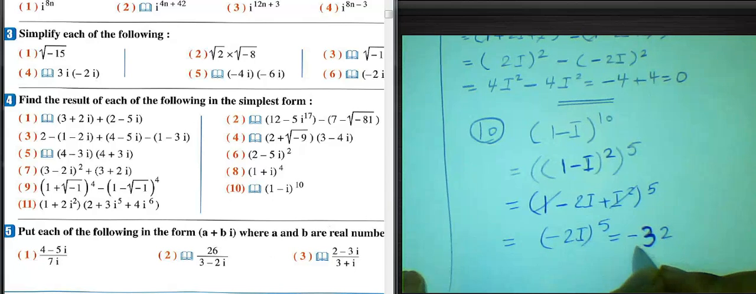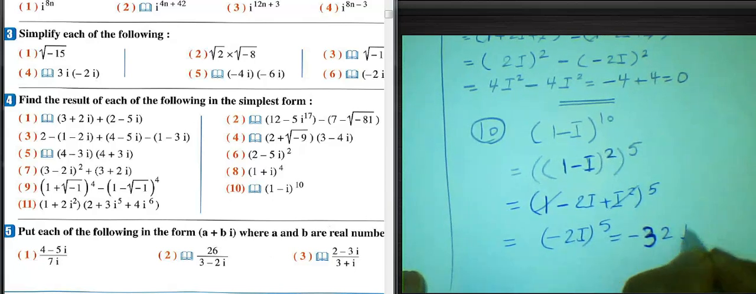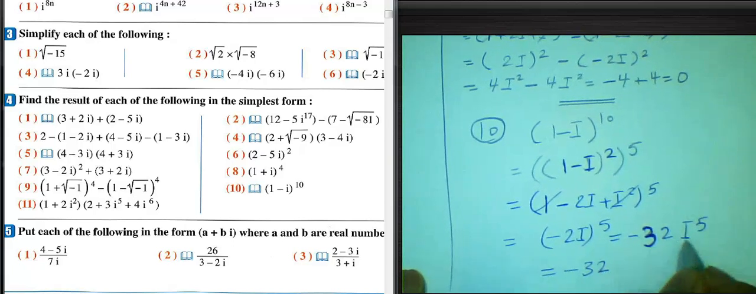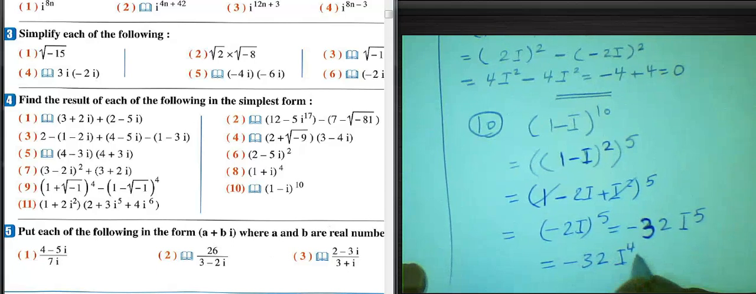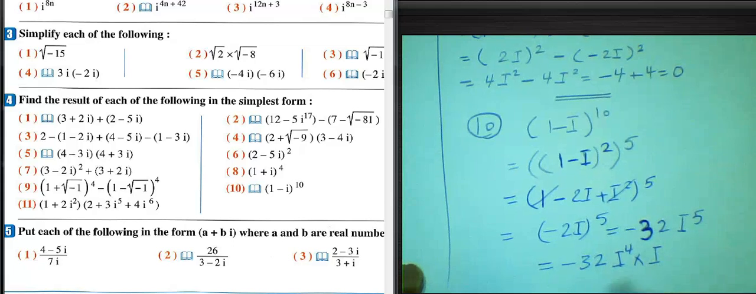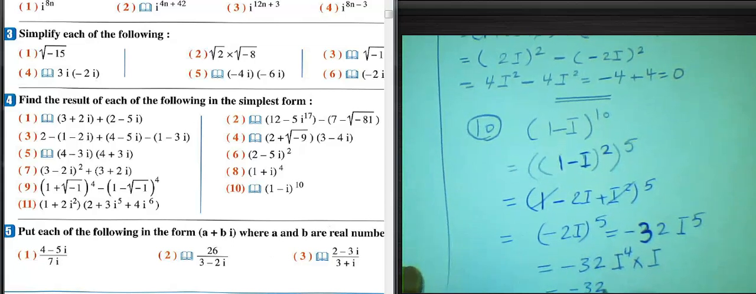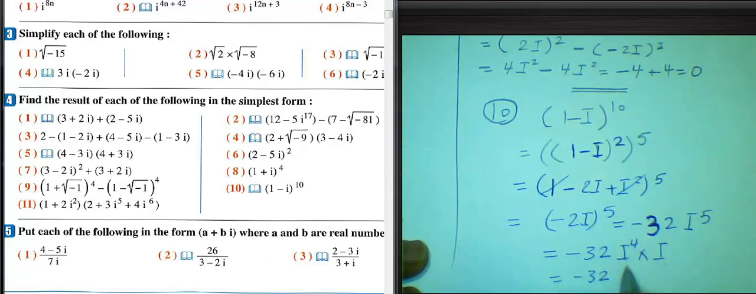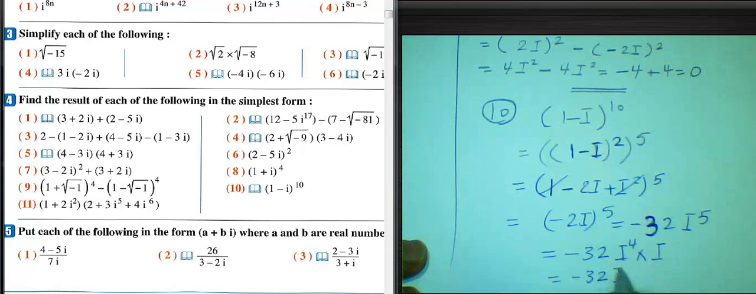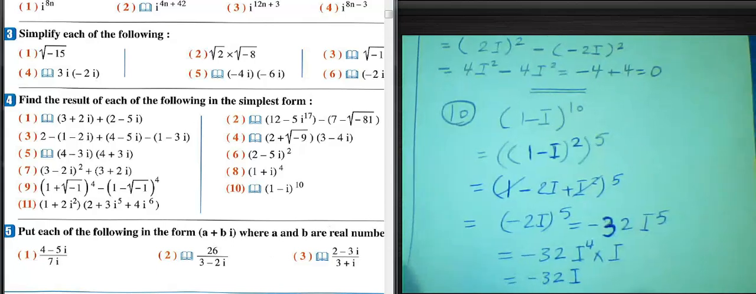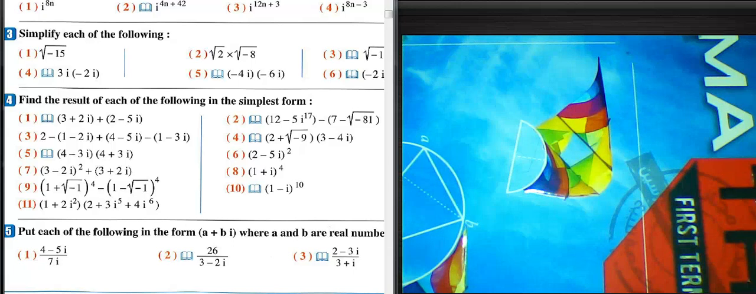Is it clear with you? And i power 5. Okay, right, negative 32. i power 5 equals i power 4 multiplied by i. i power 4 times i equals what? We know i power 4 equals 1, and we can write i here. The result will be negative 32 times i. It was question 10. Question 11. Look at with me, question 11.